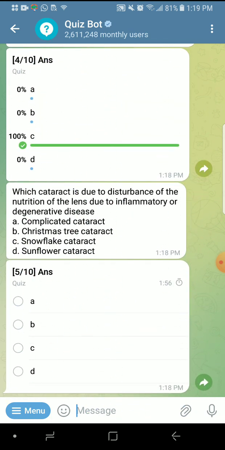So, disturbance in the nutrition of the lens due to inflammatory condition, degenerative, any intraocular pathology will lead to cataract, which looks like polychromatic luster, breadcrumb appearance. I hope you can get it now. It's a previous year question, that is complicated cataract. Christmas tree cataract is due to myotonic dystrophy. Snowflake cataract is type 1 diabetes mellitus. Sunflower is due to chalcosis or Wilson's disease.